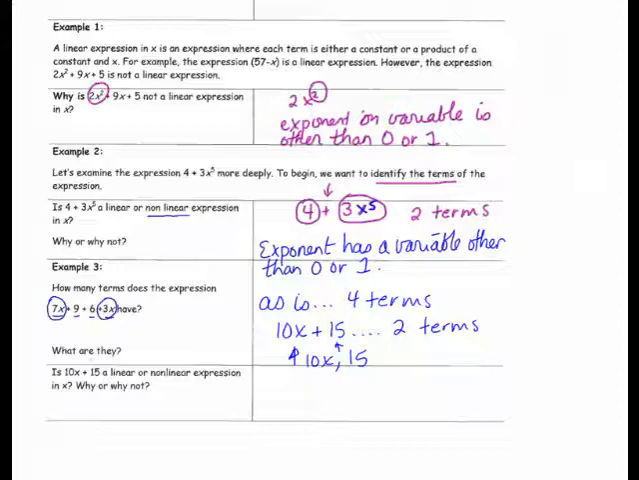Is 10x plus 15 a linear or a nonlinear expression in x? Why or why not? Take a look at the term that has the variable. If x had an exponent, it would be that invisible 1. Since it has an exponent of 0 or 1, it is linear. This is a linear expression. How do you know? The exponent is 0 or 1. It would be nonlinear if it was another different exponent other than 0 or 1.